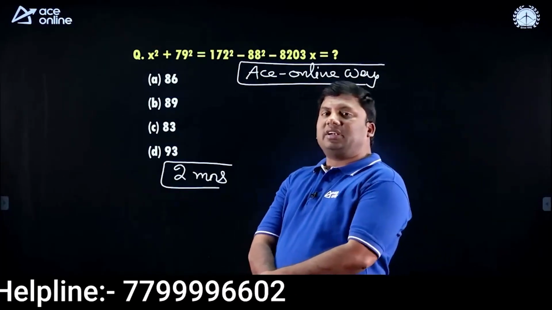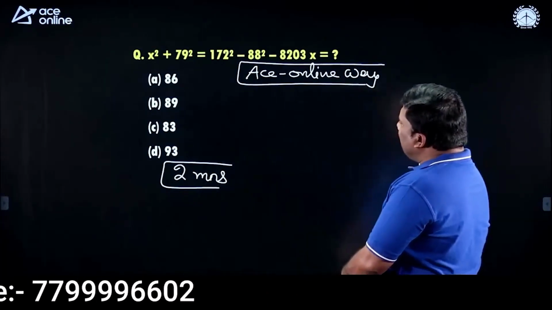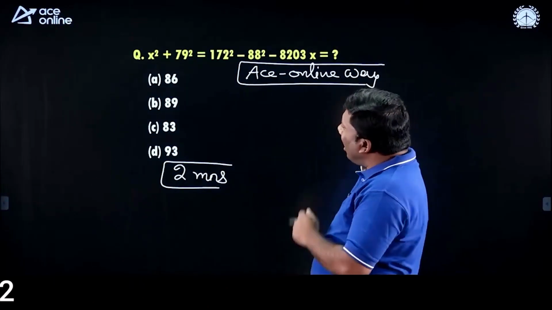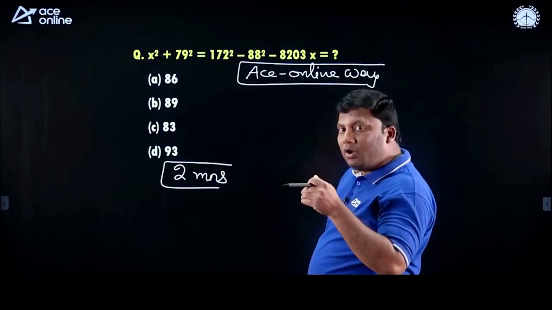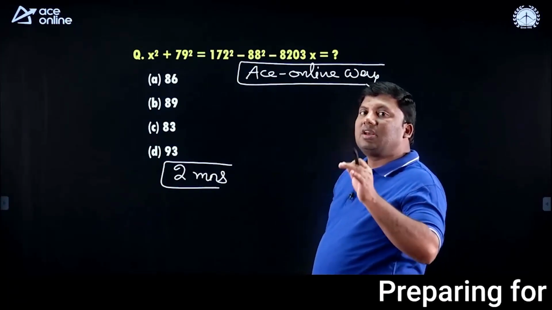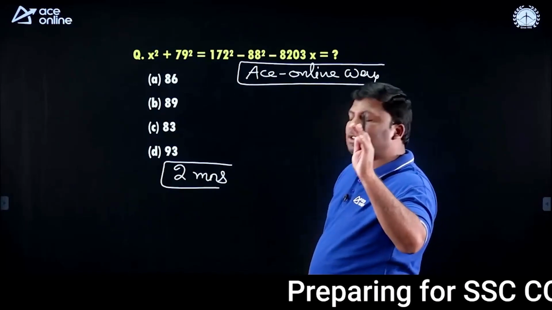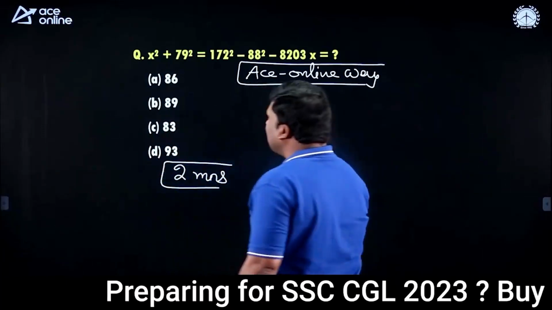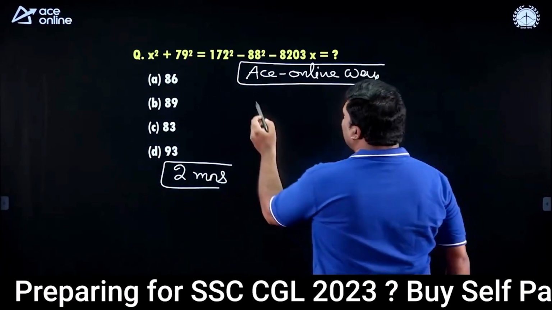x square plus 79 square is 172 square minus 88 square minus 8203. How will I solve this question, or how will my enrolled students solve it? I will use a 4th class NCERT textbook concept. I will never get into advanced concepts. I will solve this question in 2 ways.